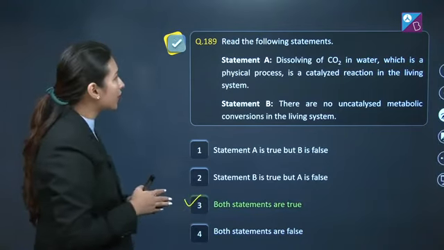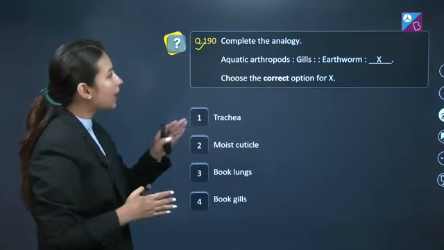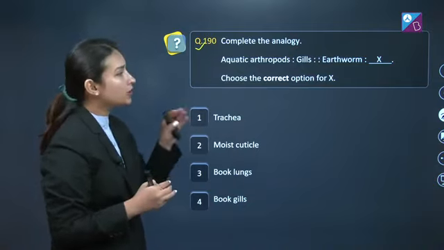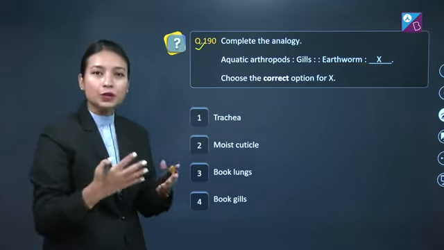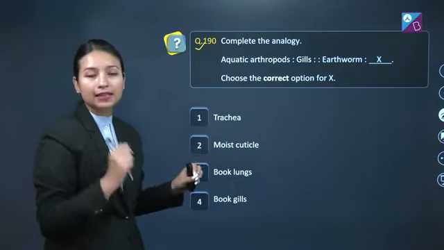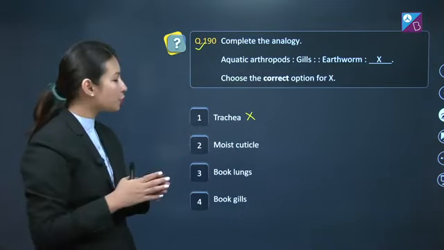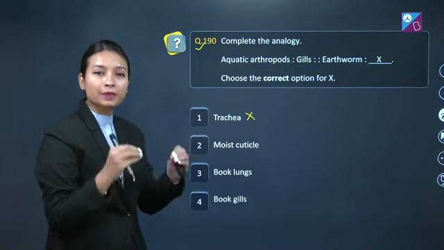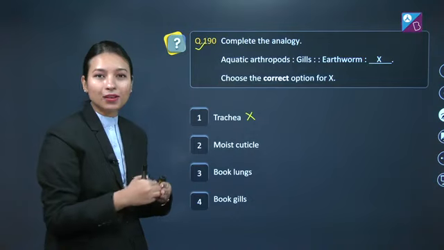Now, let's move on to next question, that is question number 190, which states, complete the analogy. Aquatic arthropods is to gills, earthworm is to X. Choose the correct option for X. So, students, let's see the options. Pehla option hai trachea. Now, trachea is not present in earthworm, it is present in humans. So, option number 1 is wrong. Option number 2 here is moist cuticle. Now, in earthworm, moist cuticle helps in exchange of gases.